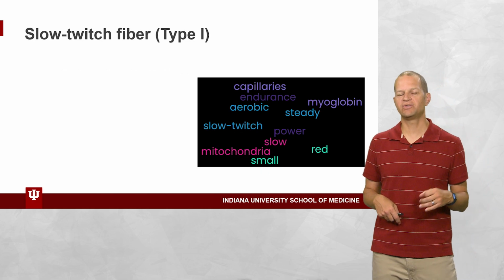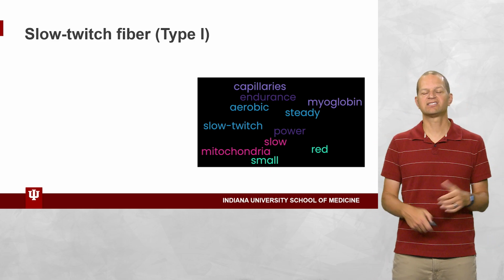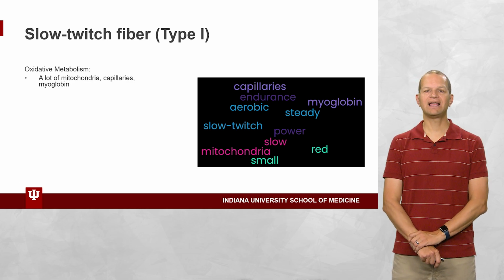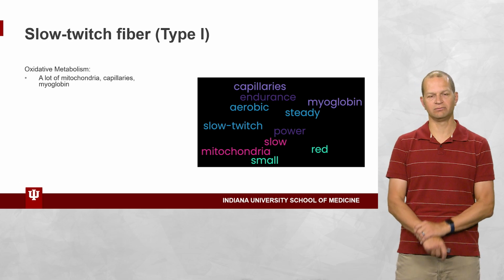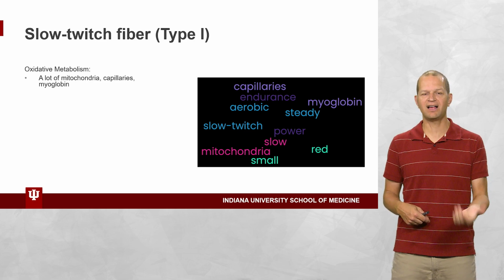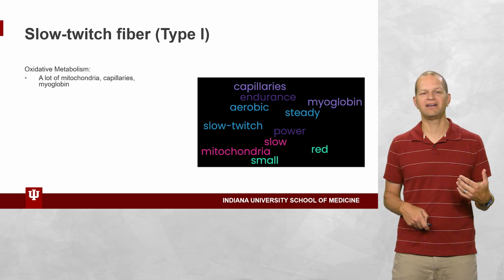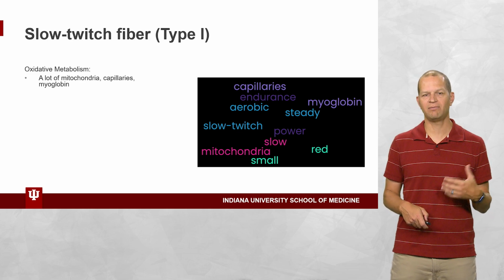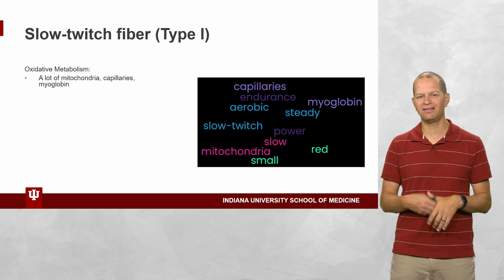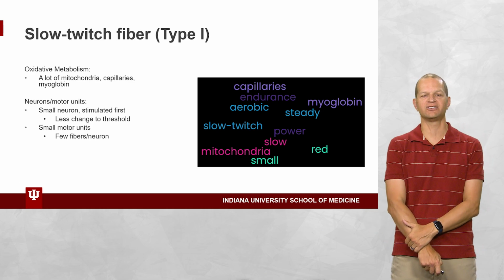So this leads us into these 3 primary types of muscle fibers. We've got slow twitch fibers, which are referred to as type 1. They rely on oxidative metabolism. We talked about oxidative metabolism at the beginning of the semester, so that just means using oxygen to create ATP. As a result, they have a lot of mitochondria, a lot of capillaries, and a lot of myoglobin. Mitochondria use the oxygen, capillaries get the oxygen into the cell, and myoglobin gets that oxygen from wherever it's at in the cell to the mitochondria.